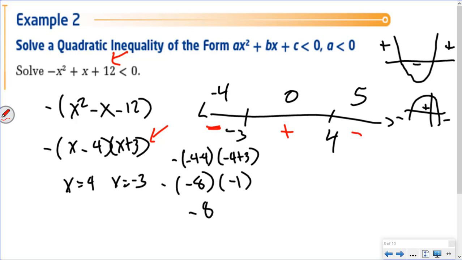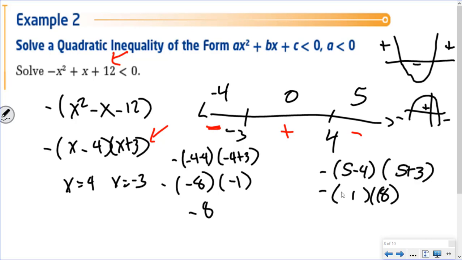But let's check to make sure, right? So let's try 0, and let's plug 0 into my function and see what we get. If I plug a 0 in for x squared, I get 0. If I plug a 0 in for x, I get 0. So 0 plus 0 plus 12 is 12. So I do, in fact, get positive. And then again, let's try this 5 and plug it in. So again, I have the negative of 5 minus 4 and 5 plus 3. So I have the negative of 1 times 8, and 1 times 8 is 8, and the negative of 8 is, in fact, negative.